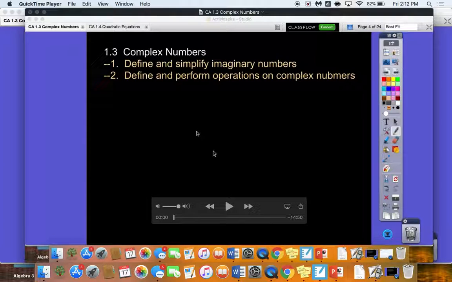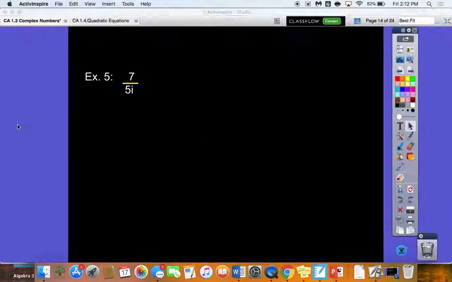Okay, we're gonna pick up where we left off, and let me move this one. There we go. Here we go. We're needing to divide complex numbers.